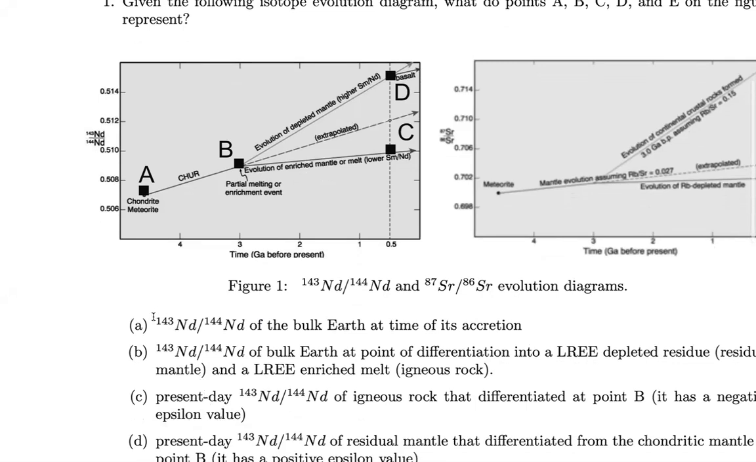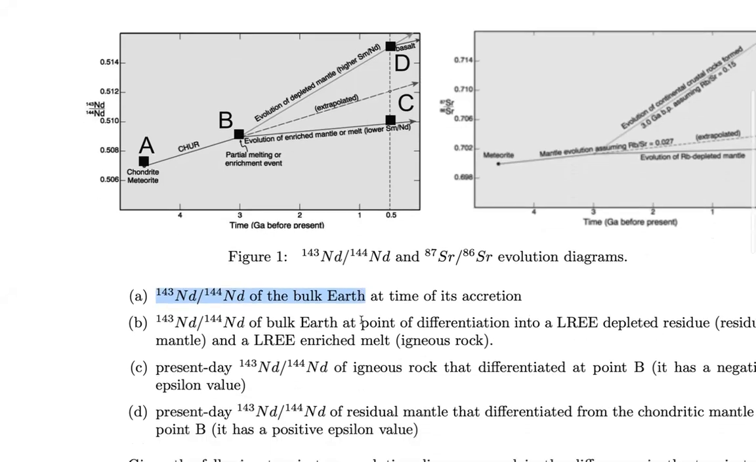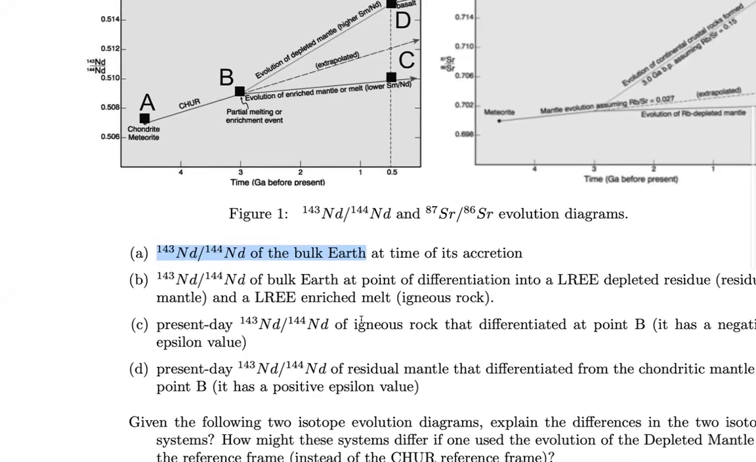So A represents the neodymium composition of the bulk earth, actually. The bulk earth, the chondritic composition, because once the core has been separated from the earth, that means the metallic materials have gone away into the core. Everything that remained was silicate, right? So that's why we call it bulk silicate earth. Sometimes it's called bulk earth also, right? So that is at the time of accretion, right?